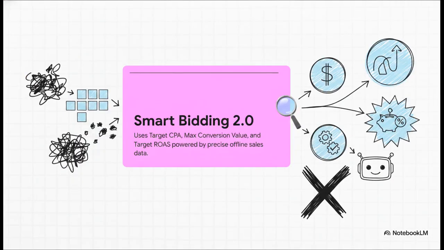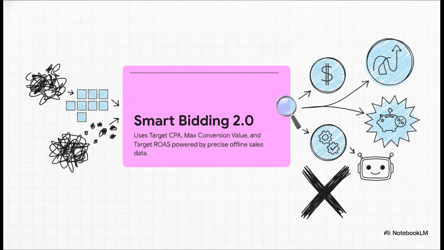By feeding the AI this perfectly clean, accurate data, you get to upgrade to what they call Smart Bidding 2.0. Basically, this allows non-e-commerce businesses to finally leverage advanced strategies like target CPA, maximize conversion value, and target ROAS, or return on ad spend. These are massively powerful AI capabilities that you simply cannot use effectively if you're just feeding the system garbage data.